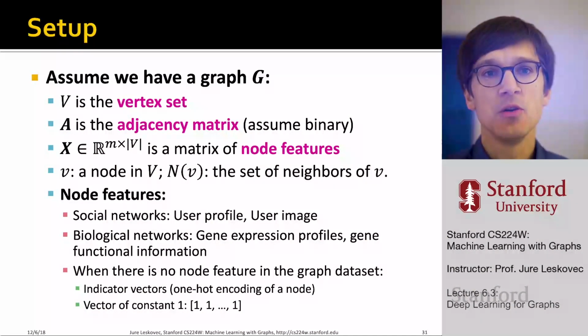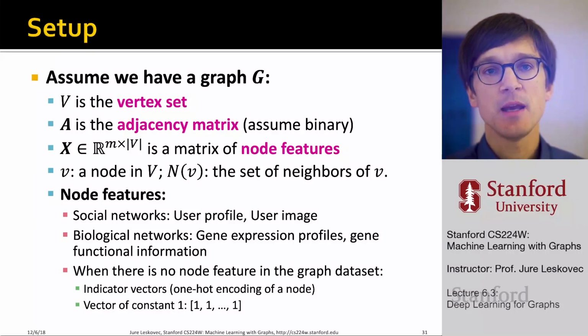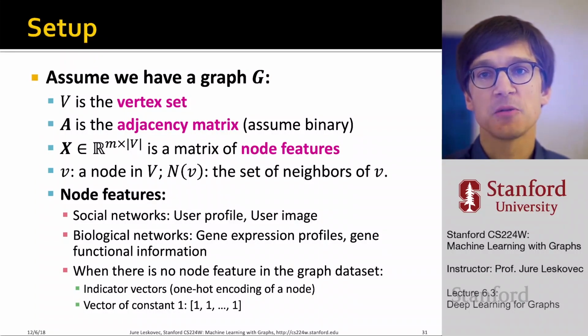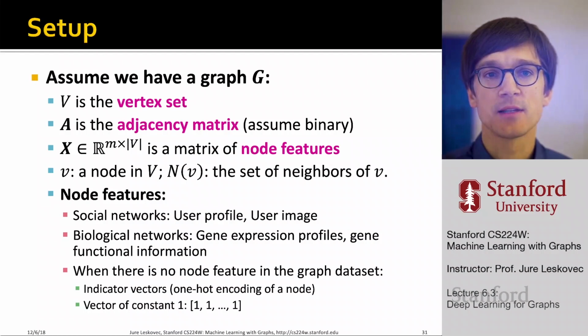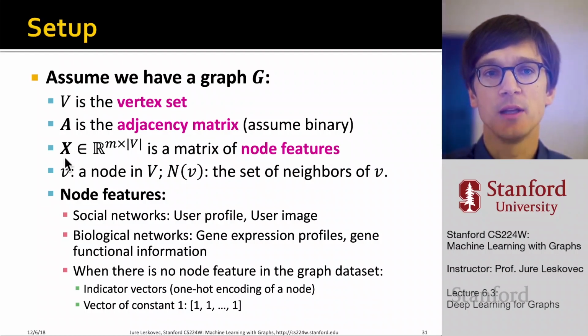So the setup is as follows. We are going to assume we have a graph G that has a set of vertices, a set of nodes. It has an adjacency matrix. Right now, let's assume it's binary, meaning an unweighted graph. Let's also, for simplicity, assume it's undirected, but everything will generalize to directed graphs as well. And let's assume that every node also has a node feature vector X associated with it.